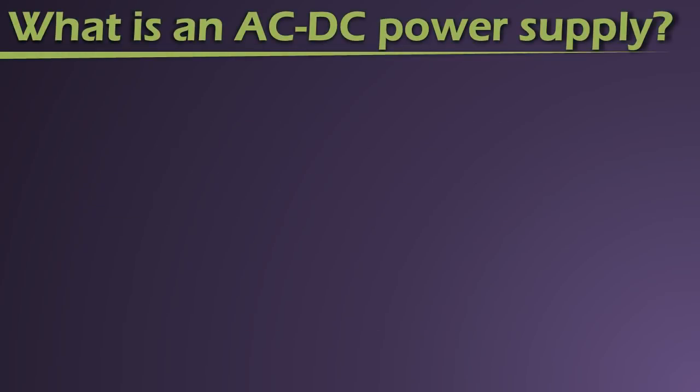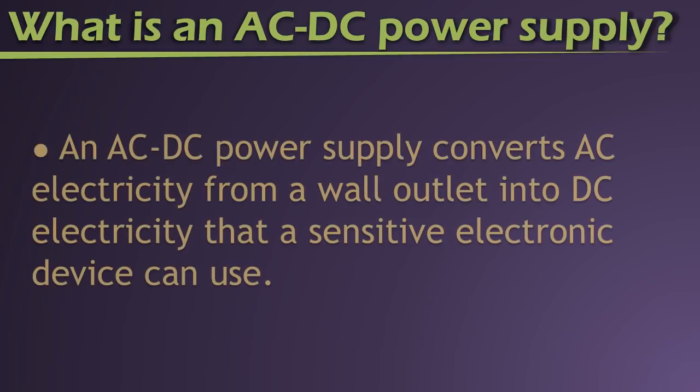So I guess the first thing we should figure out is what exactly an AC to DC power supply is, and in general, an AC to DC power supply is some kind of electronic device that converts AC electricity from, say, your wall outlet into DC electricity that a sensitive piece of electronic equipment or device can use. So we're going to define what AC and DC are later, but that, as a definition, is what an AC to DC power supply is.